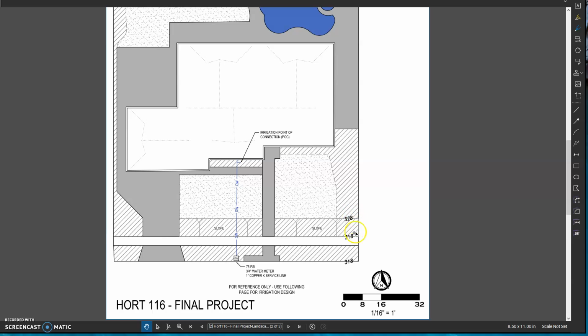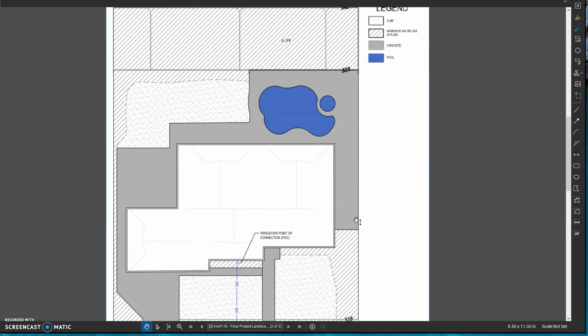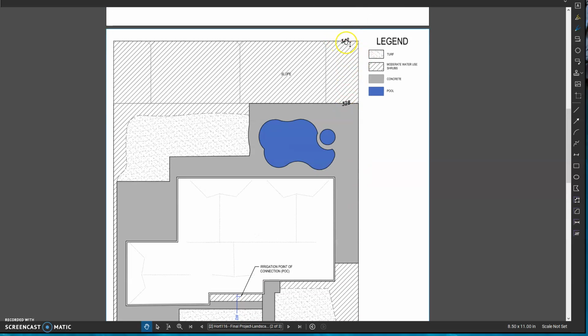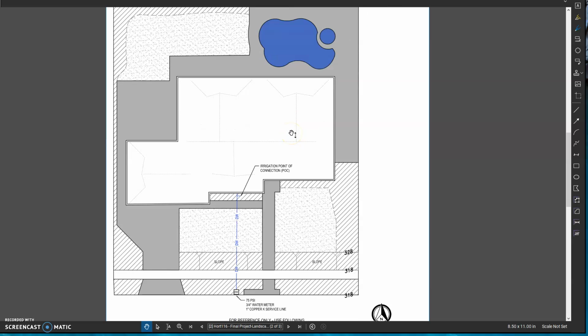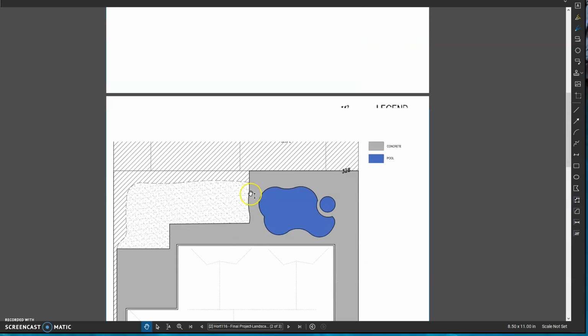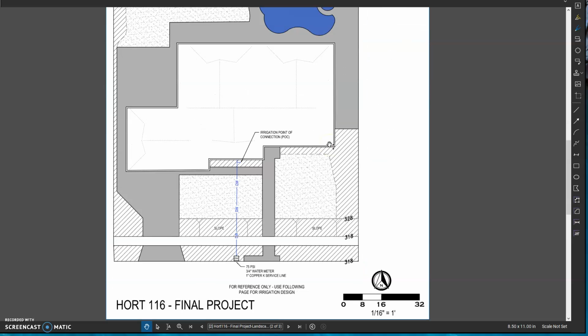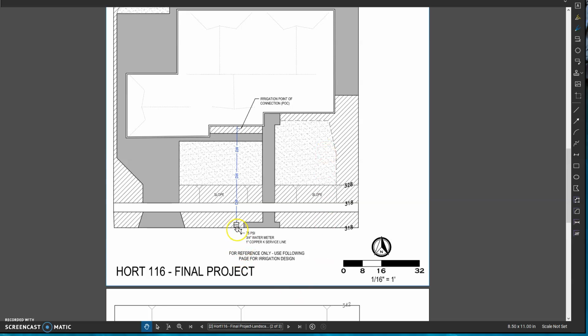These topography lines are elevations. So the 318, 328, 342 tell you the elevation for the site. I wrote in here to help you out that this is a slope here, and then you have a slope here in the back. And then the water meter is right here. So you have 75 psi, 3/4 inch water meter. The service line to the house is 1 inch copper K service line. And then this right here is where your irrigation system is going to start, where you would tie in.